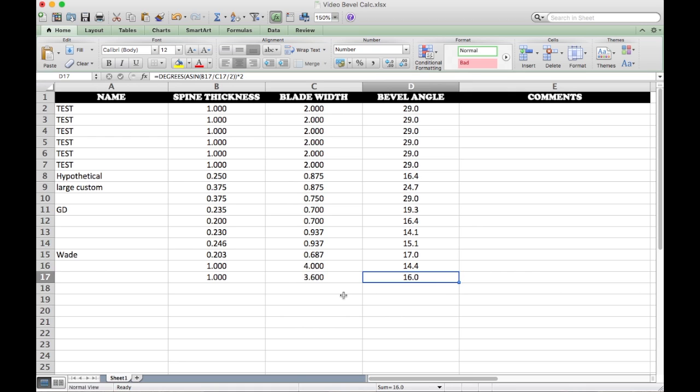Also what I wanted to say about this bevel calculator is that it works for millimeters. If you guys measure in millimeters, it works exactly the same. So let's say your spine thickness is 7 millimeters and your width is 24 millimeters. It's going to calculate the same thing. So I'm still looking out for you metric blokes. All right, that's it on the bevel calculator, guys.